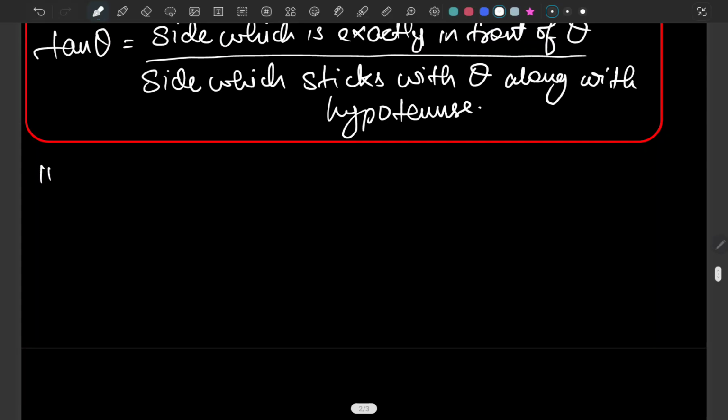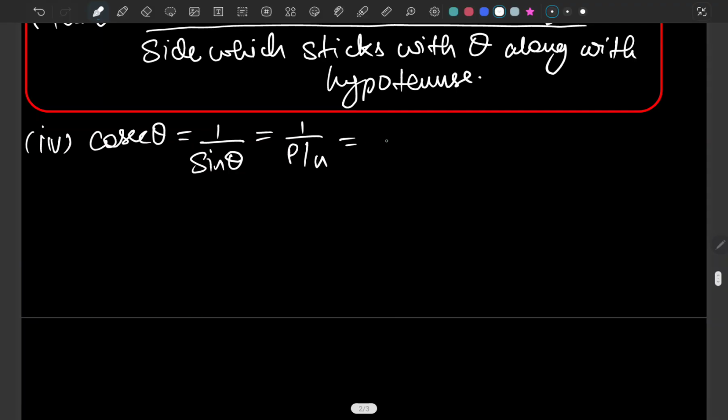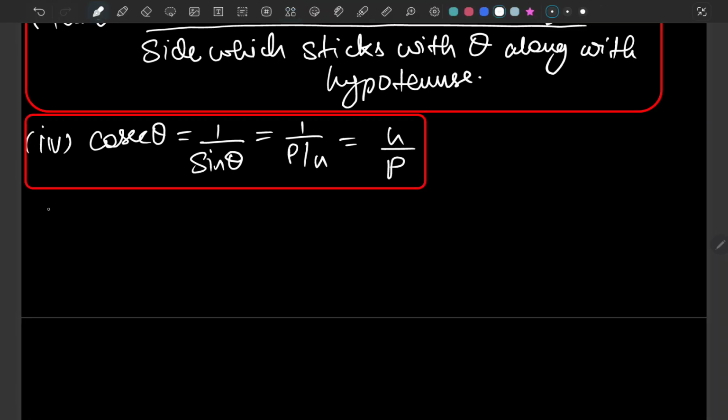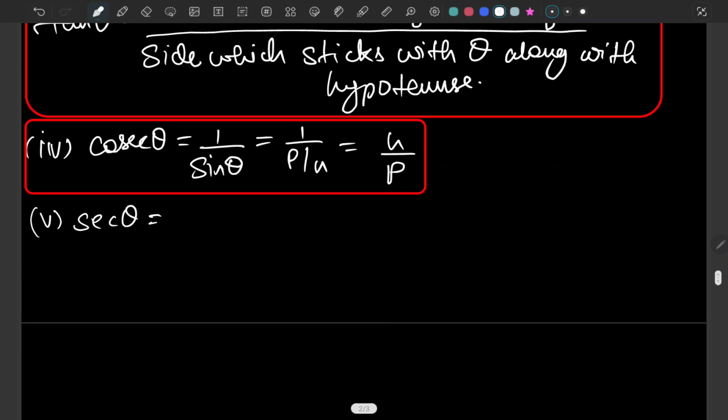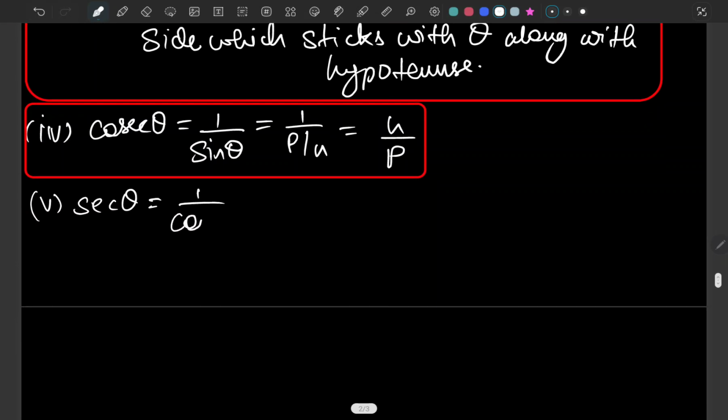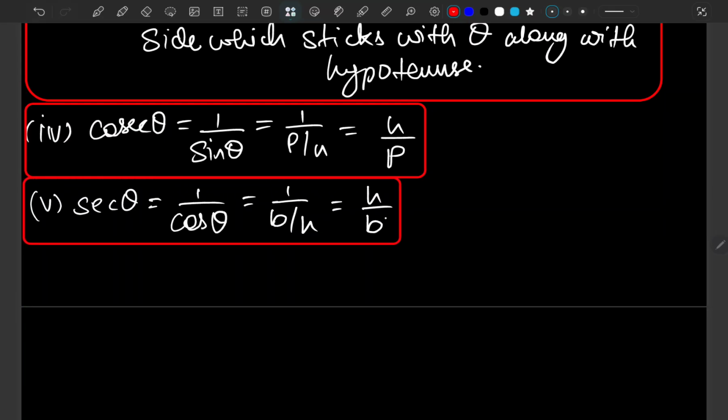So the fourth one is cosecant theta. Cosecant theta is the reciprocal of sine theta. So it's 1 over sine theta; sine theta was P over H, so it's H over P. And the fifth one is secant theta, sec theta, the reciprocal of cosine theta, 1 over B over H, that means H over B. Okay, pretty fine.